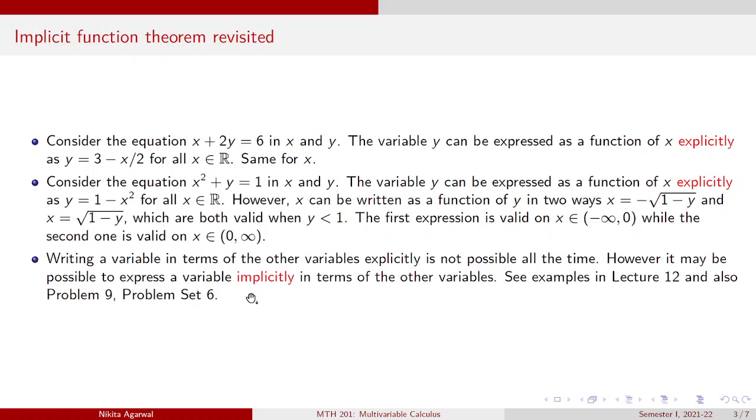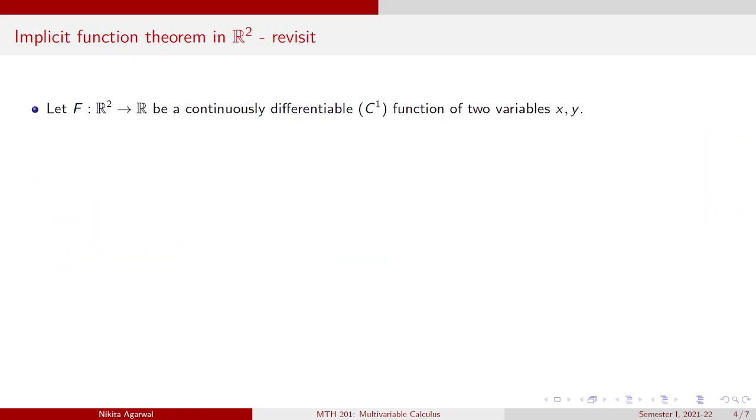Now, writing a variable in terms of other variables explicitly is not possible all the time. However, it may be possible to express a variable implicitly in terms of the other variables. We have looked at several examples in lecture 12 and we are going to focus on one particular example here as well. In fact, more. So right now you understand the difference between explicitly representing a variable in terms of other variables and implicitly. So let us come to this particular example.